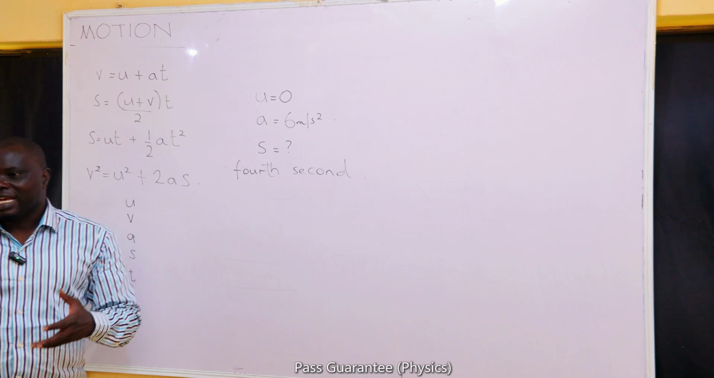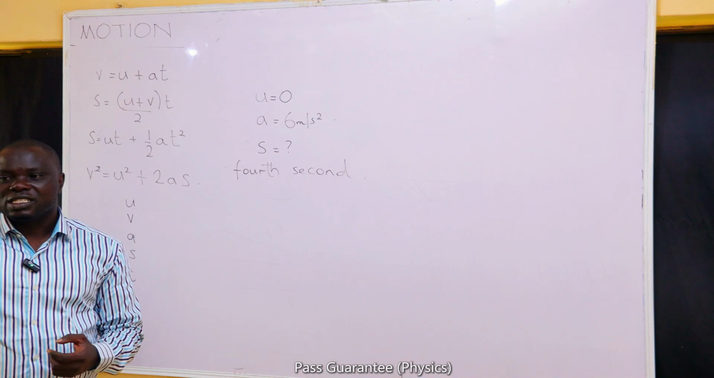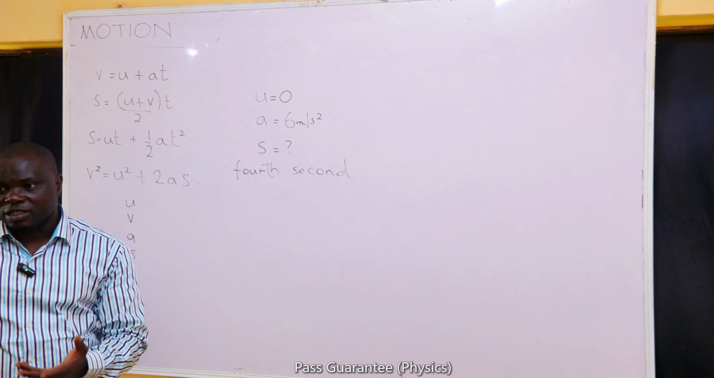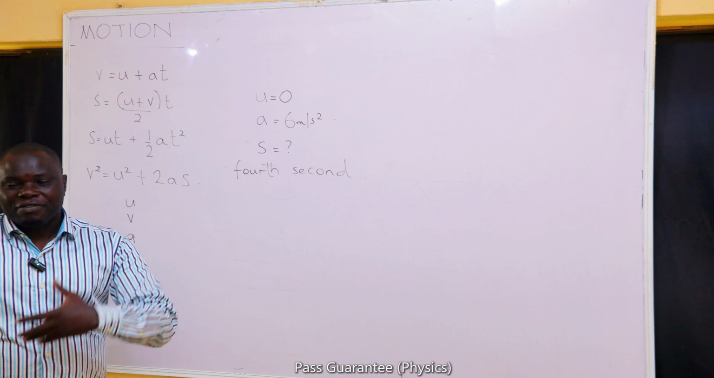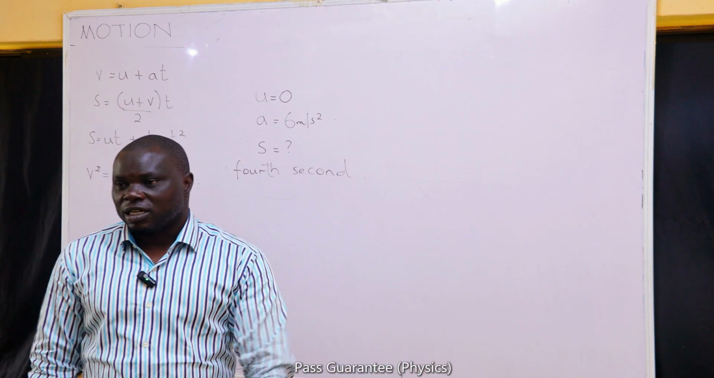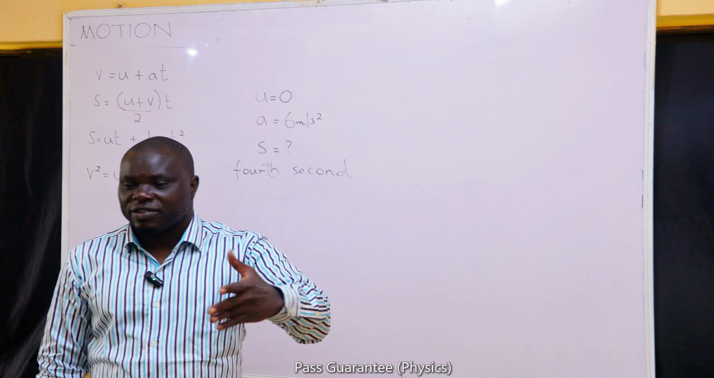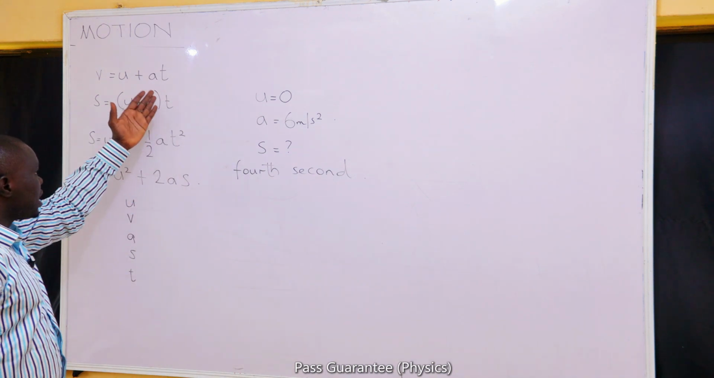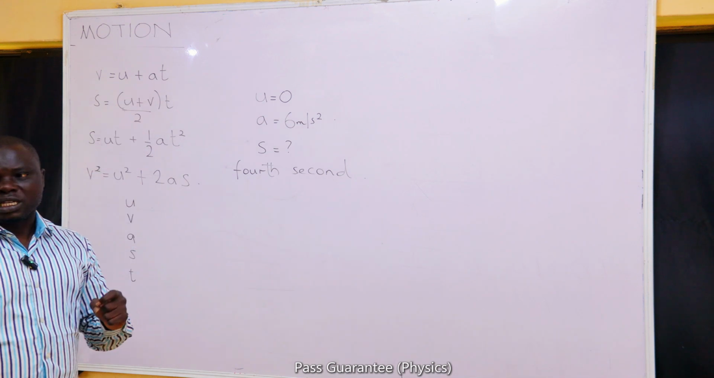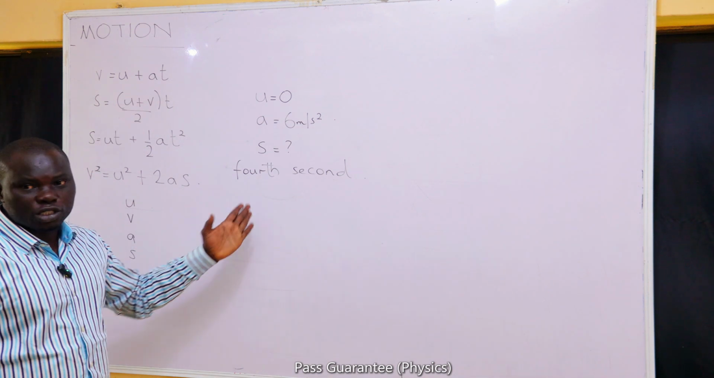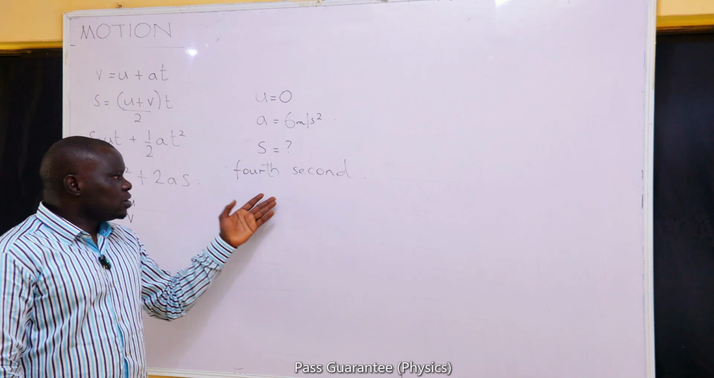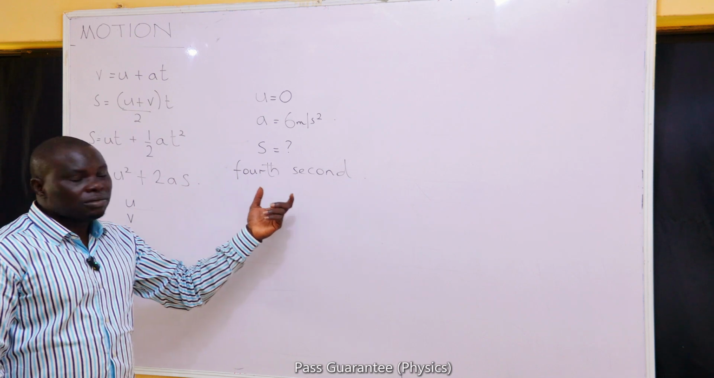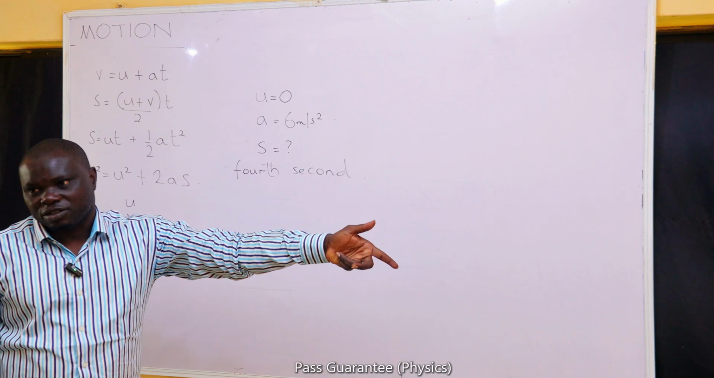Now, I need you to understand that the fourth second of motion is not the same as after 4 seconds. There are two ways by which time can be given. Time can be given after an exact number of seconds, for example, after 4 seconds, after 5 seconds, after 6 seconds. In those cases, the question is very direct. You will just put those time for t. But time can also be given in terms of position. Here it is given in terms of position. The distance traveled in the fourth second cannot be the same thing as the distance traveled after 4 seconds.